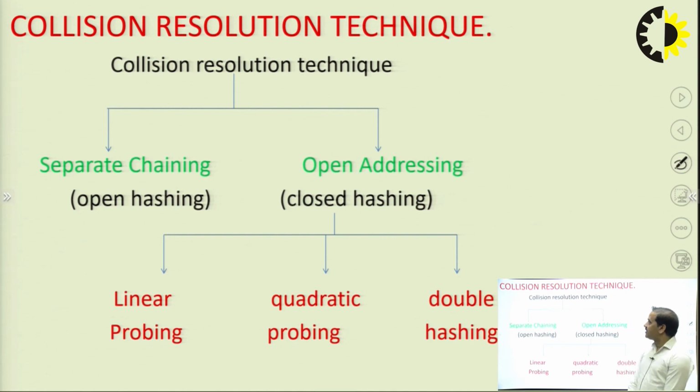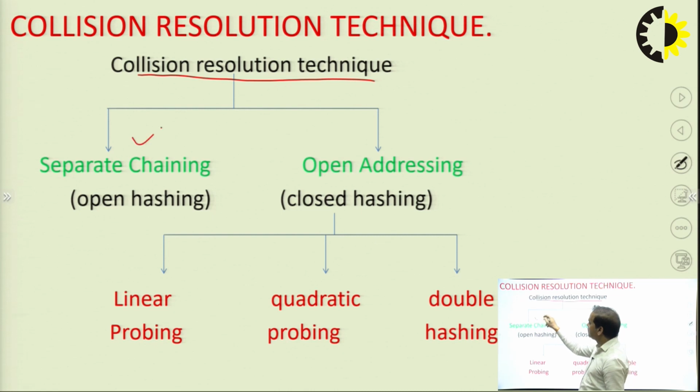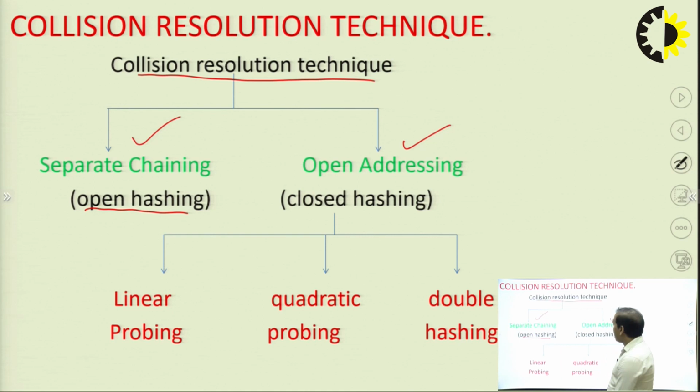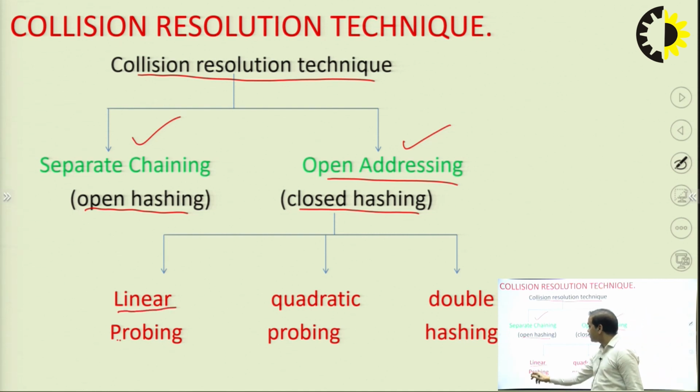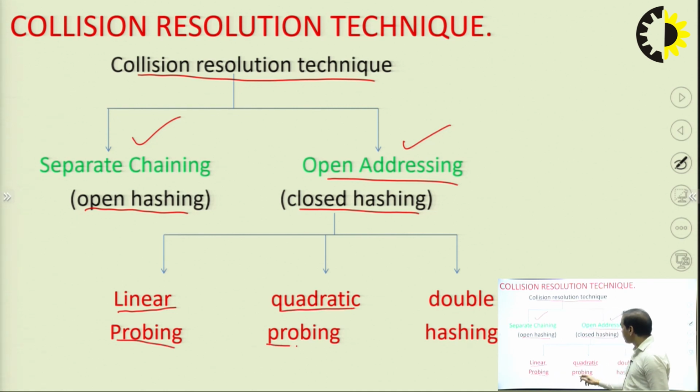This is a chart in which we show how collision resolution is classified into different categories. Collision resolution techniques are divided into two parts. The first part is separate chaining and the second part is open addressing. Separate chaining is also called open hashing and open addressing is also called closed hashing. Closed hashing is divided into three parts. The first one is linear probing, the second one is quadratic probing, and the third one is double hashing.